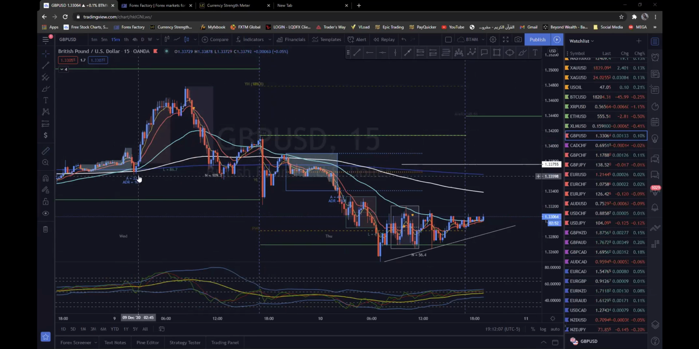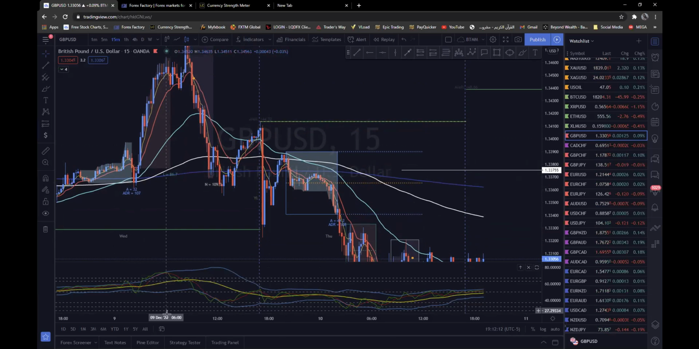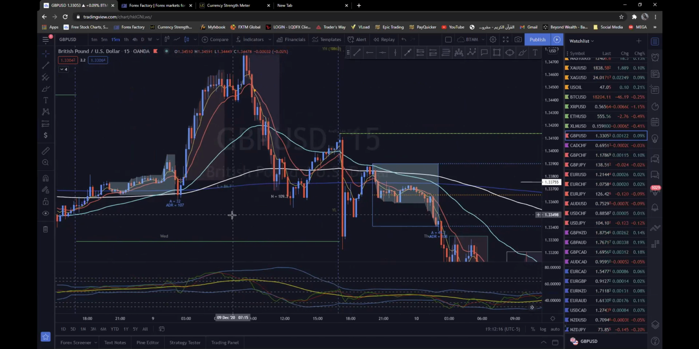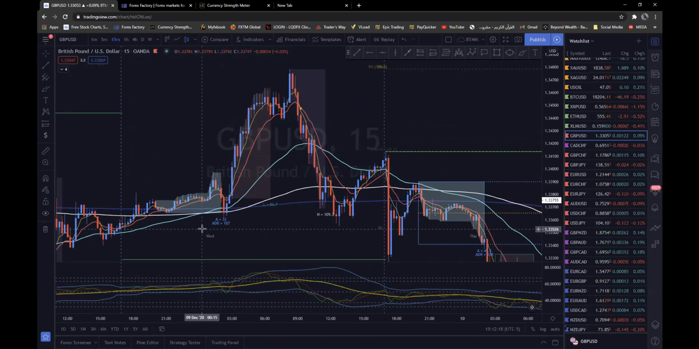So this right here, can anybody tell me what type of setup was this? Was it a type 1, type 2, or type 3 from yesterday? There you go. That was a type 1. Yep, it was definitely type 1.